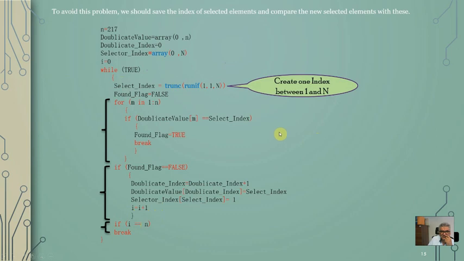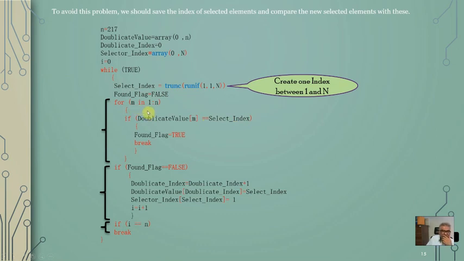We defined an endless loop, and it is going to generate a random number using the runif function. As you can see, I replaced the 0 to 1 here. So it is going to generate one random number between 1 and n, capital N, and truncate it and put it in selector index. Next, found flag is going to be false, which means that if it doesn't find a number, it is going to turn the flag to false, meaning nothing is found.